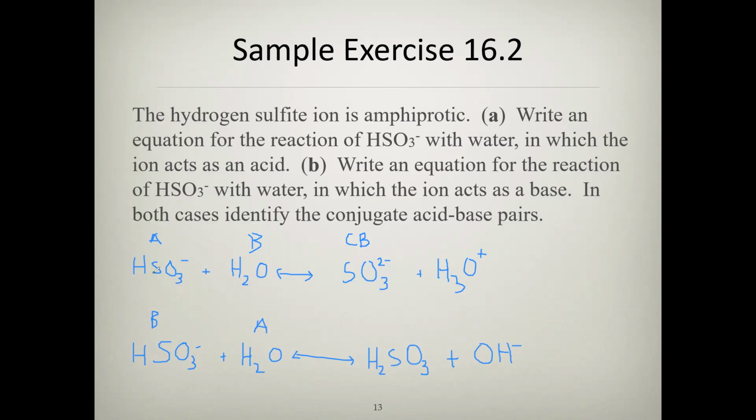And that makes sense because if we go in the opposite direction now, SO3 2- is accepting a proton, so that's going to be our definition of a base, which means the hydronium has to be our conjugate acid, and then we'll see just the reverse on the bottom. We'll actually have sulfurous acid and then that hydroxide ion.